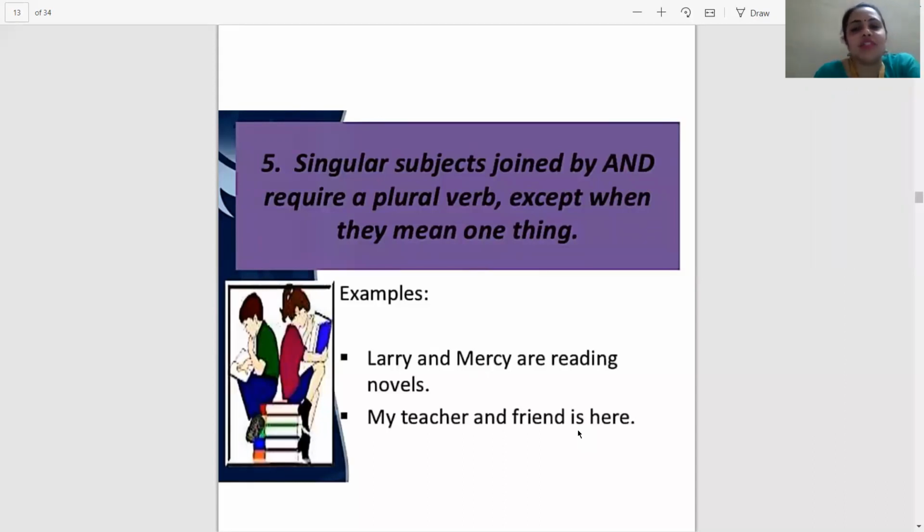Okay, singular subjects joined by and require a plural verb except when they mean one thing. Here Larry and Mercy, in the first example, Larry and Mercy are different people. So that is why they become a plural subject. And that is why we have used are.